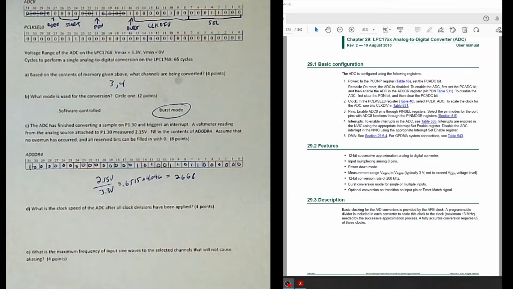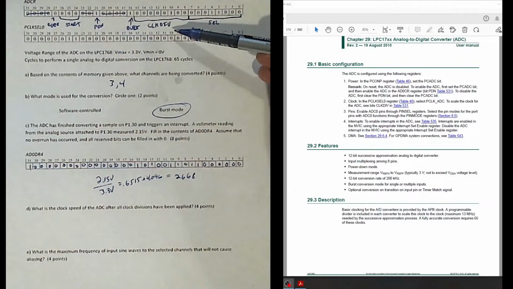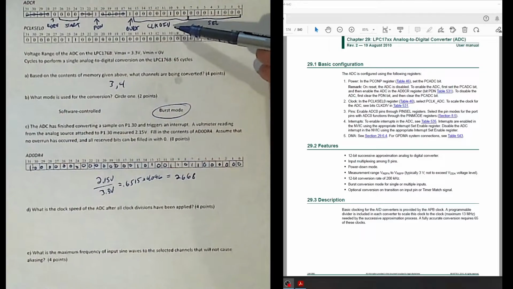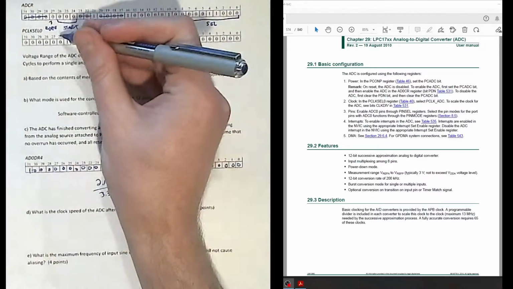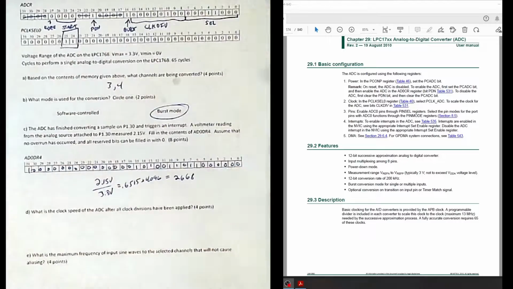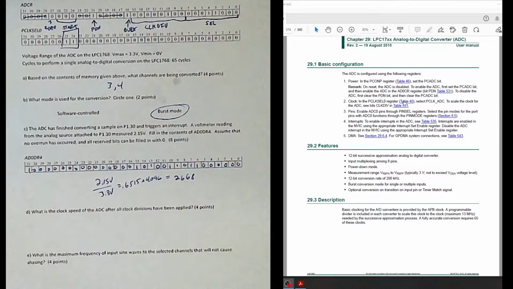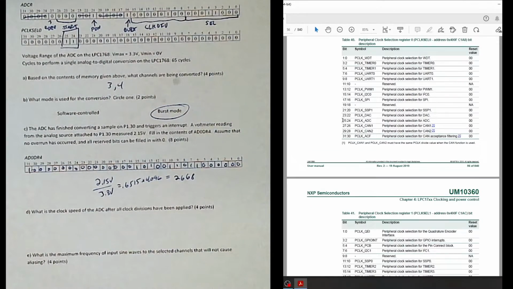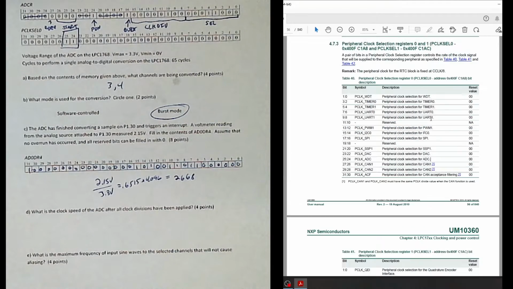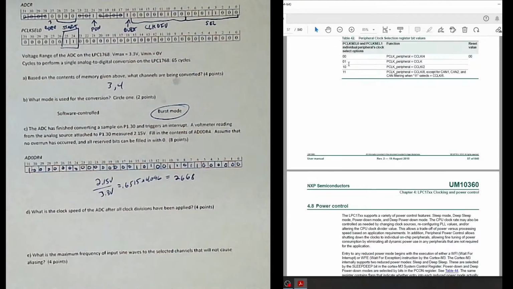So we already know one of the divisions that's going to happen, which is the CLKDIV right here, and we'll need to look at what that means in a second. We are also going to apply the PCLK select, which if we look at the table here, table 40, we can see that bits 24 and 25 are the peripheral clock selection for the ADC. If we go to table 42, that shows us what those values mean, and we can see that the 1,1 in those bits means that this is clock divided by 8.